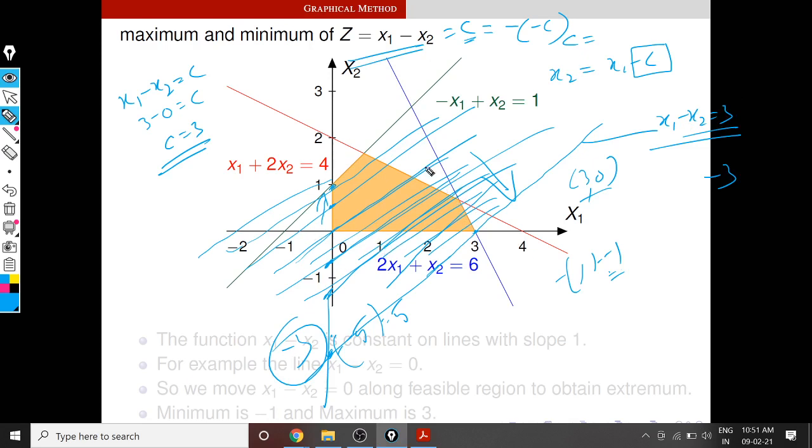The maximum value of this objective function on this yellow region is 3. You got it? Similarly, how to find the minimum value of this objective function? If you move the straight line parallel to y = x in this direction, then what happens? The y-intercept is gradually increasing.